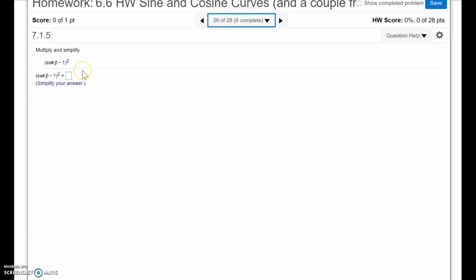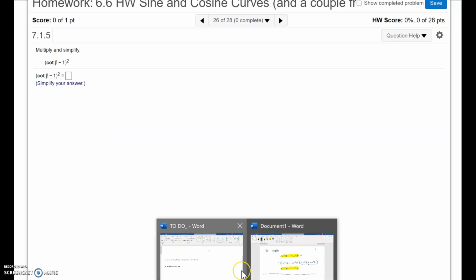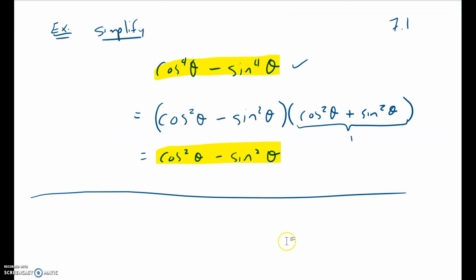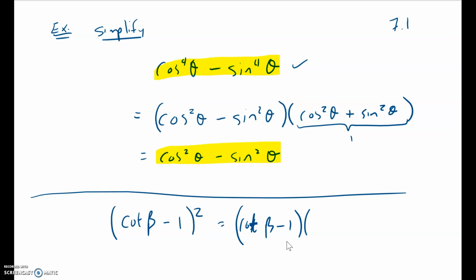Cotan b minus, okay, so in this case we're going to multiply. So let's multiply, see what happens. Cotan beta minus 1 quantity squared. How will that simplify? By the way, that's not cotan squared beta minus 1 plus 1, right? You have to FOIL. Don't forget that. That would be the common mistake, to just square each of those and call that your answer. Make sure if you ever square a binomial, you do that.